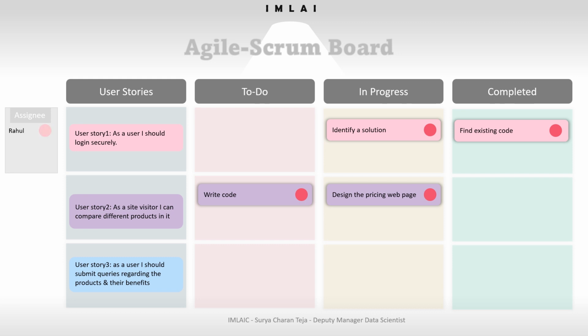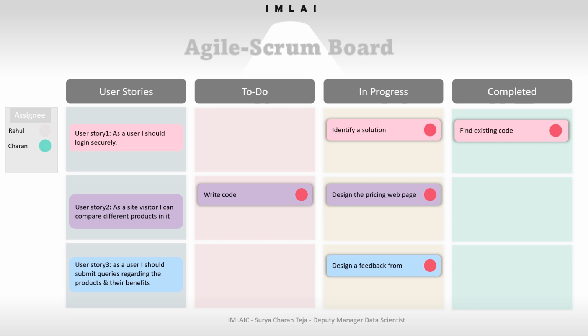He has already designed that. He's basically working on that. Sorry, that's my bad. He's working on that, so that's why it is in progress. Then Rahul also got assigned a task from user story 3, that is designer feedback form. So it is in progress. That means he started working on it.